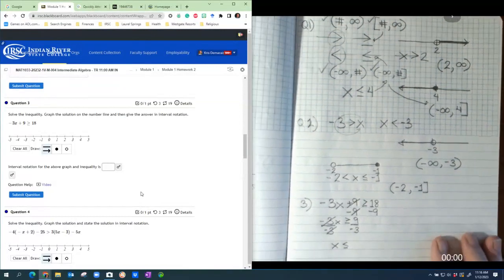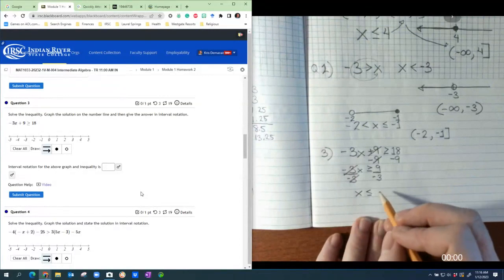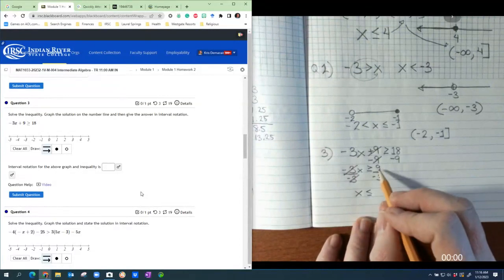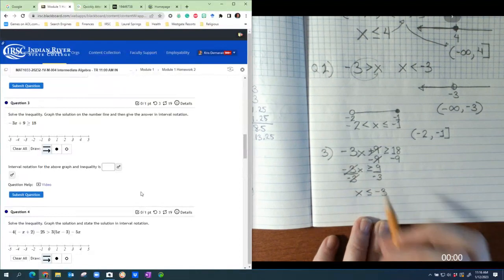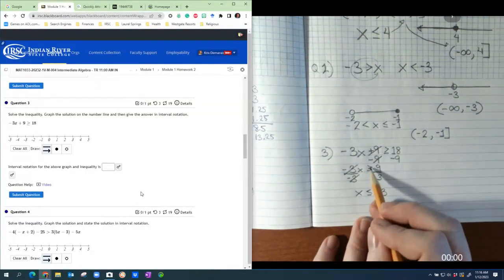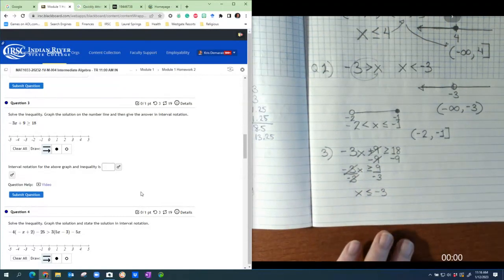Now, I'm almost falling off the page. I'll do that. Okay. And then 9 divided by -3 is -3. All right. Now notice the inequality symbol. It used to be a greater than symbol. Now it's a less than symbol. So that is a big deal.